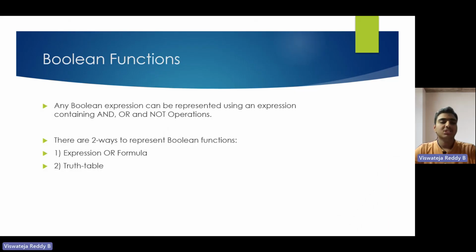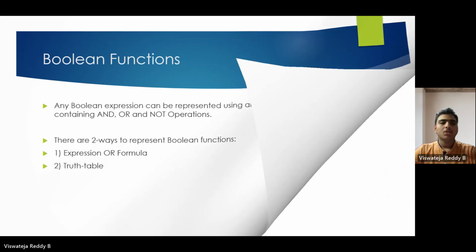Now, coming to Boolean functions. Any Boolean expression can be represented using an expression containing and, or, not operations. These are the three elementary operations. We can express Boolean functions in two ways. First is the expression way, also known as the formula way. The second is the truth table. Truth table is the most convenient way to represent a Boolean function.